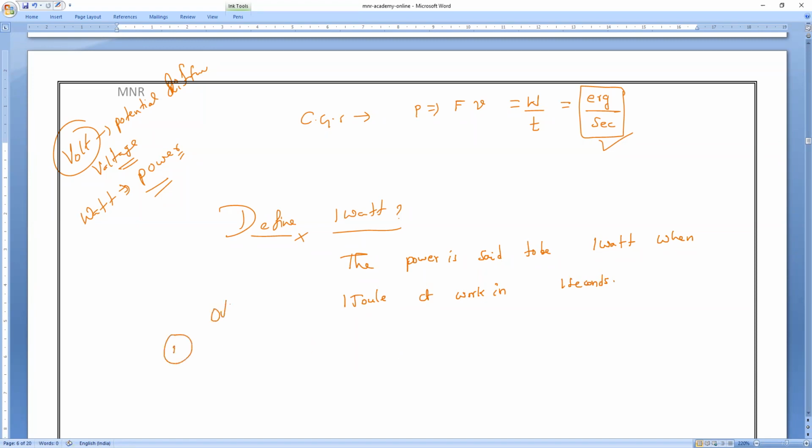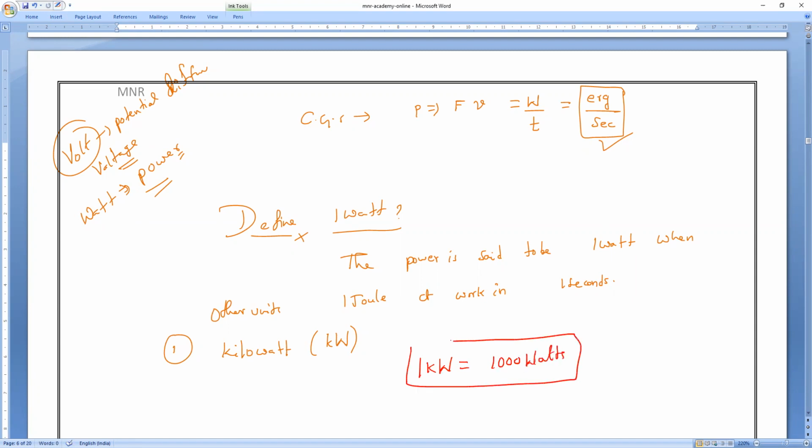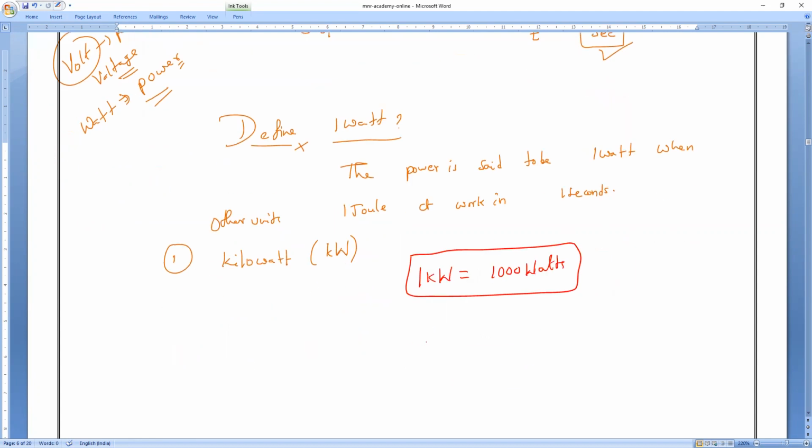Next, other units of power. Another unit is kilowatt, a bigger unit. Write it with a small k and capital W. Remember, 1 kilowatt is equal to 1000 watts. How many watts, everyone? 1 kilowatt is equal to 1000 watts.